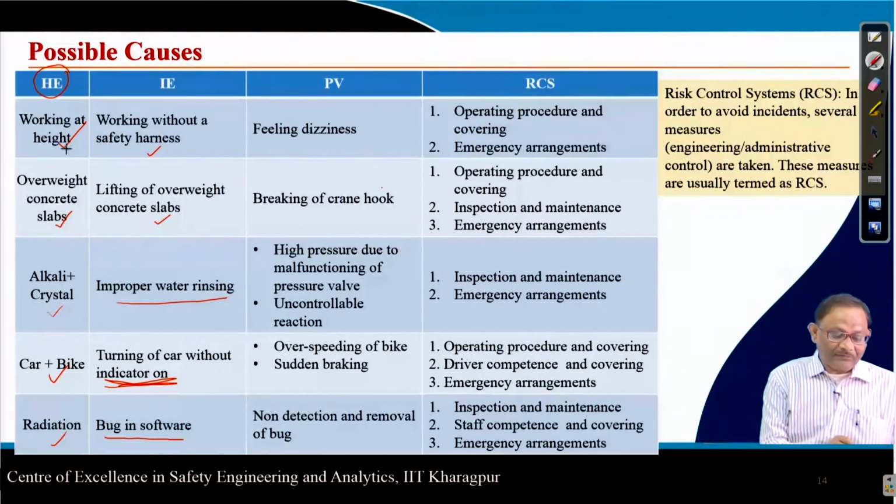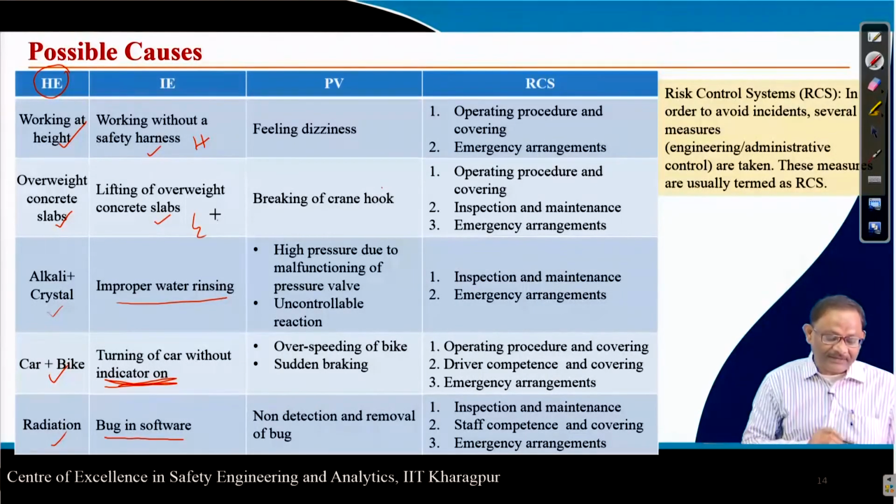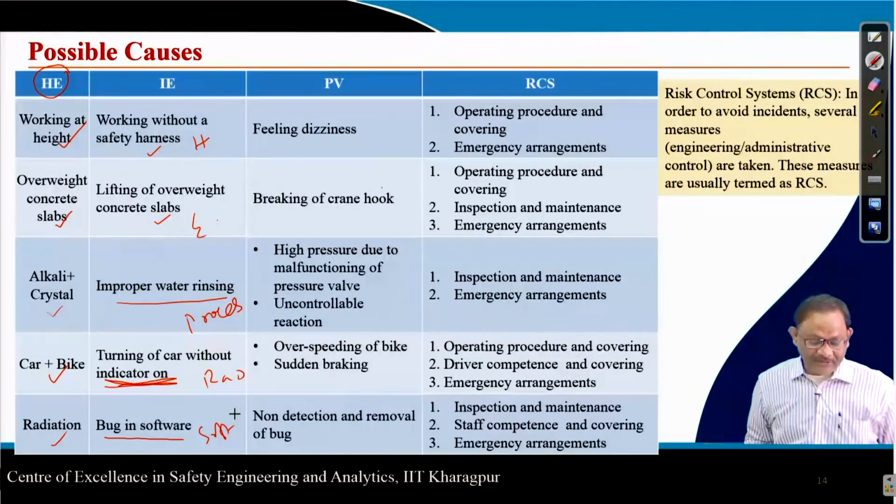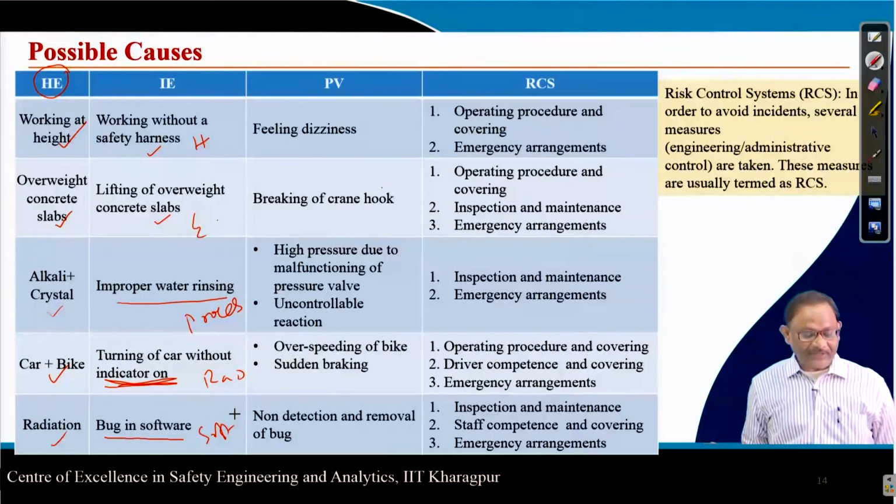So I can say the working at height hazard is a human hazard. This lifting of overweight concrete slab is equipment related. Alkali crystal is ranging process related. Car and bike is road related. Bug in software is software related. Okay. So it need not be that your hazard will be only human or equipment or process or software related, but there can be a combination of all those things.